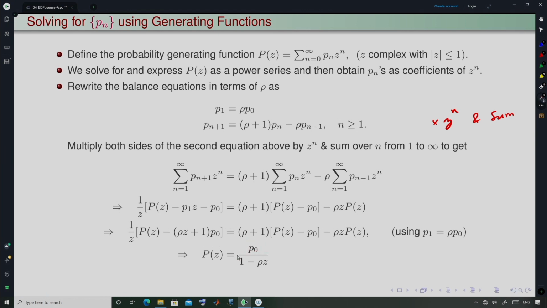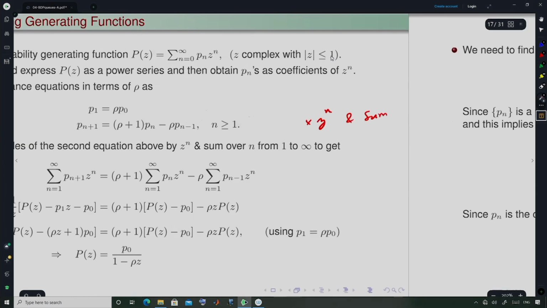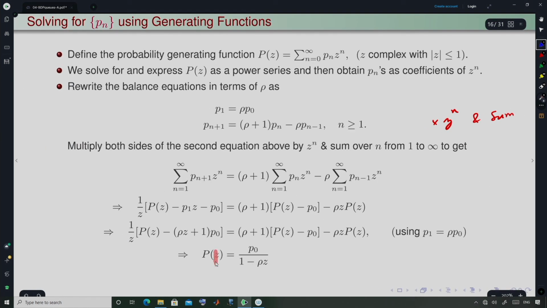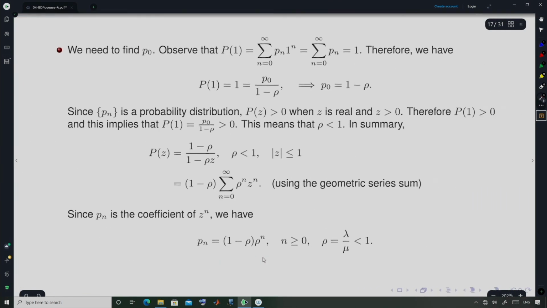Now, this P naught needs to be determined from the initial condition. The condition is, if I look at P of 1, what is P of 1? P of 1 is summation Pn times 1 to the power n, which is simply summation Pn, which is equal to 1. So, P of 1 is equal to 1. Therefore, in this particular case, P of 1 will be P naught by 1 minus rho, and this must be equal to 1. That gives me P naught equal to 1 minus rho.